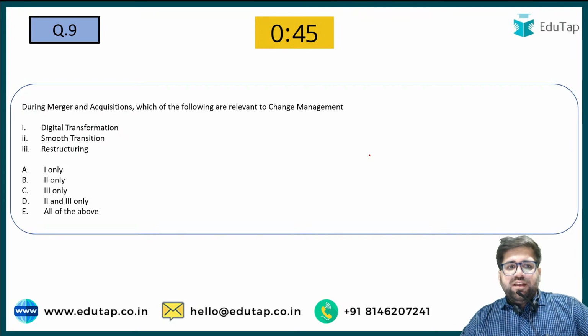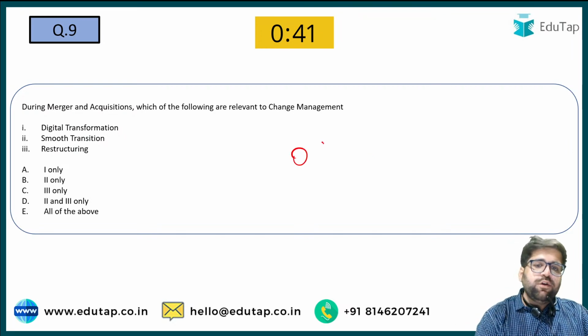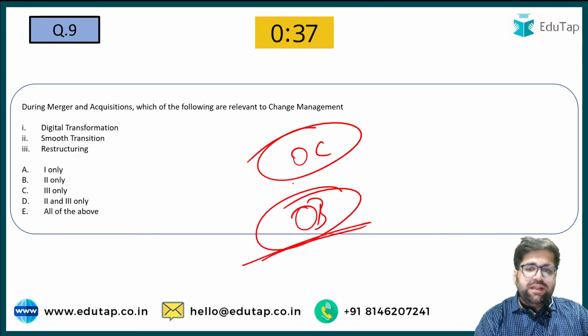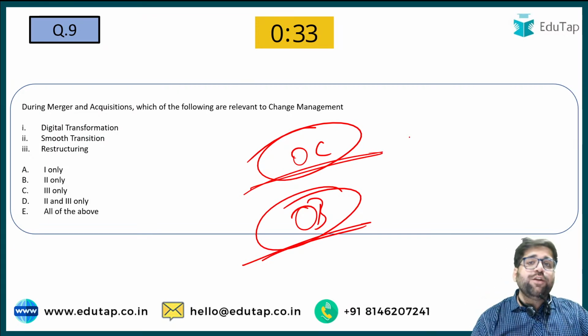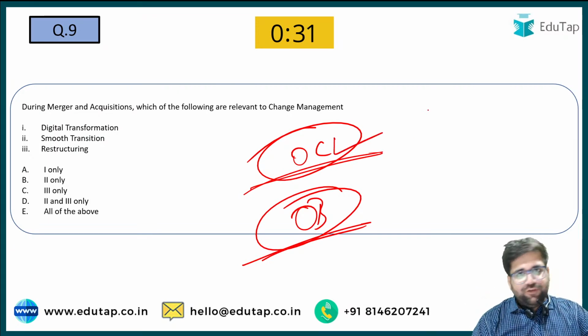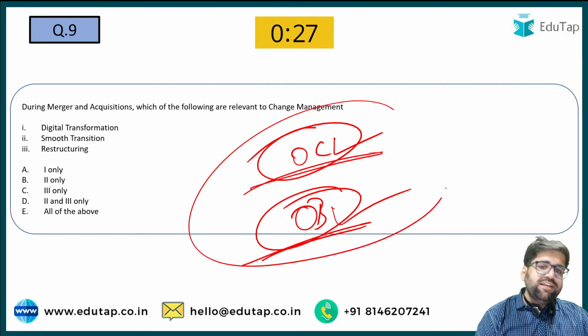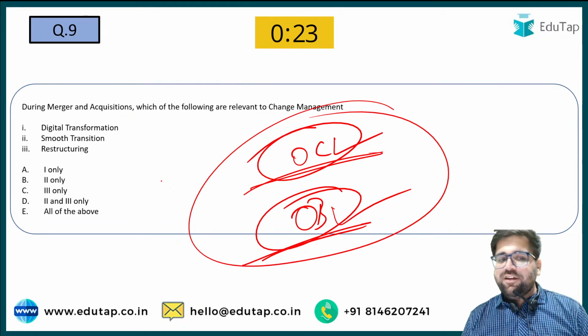During merger and acquisition, which of the following are relevant to change management? Now if you see OC, organizational change, and OB, organizational behavior, these two are very, very good chapters to read. In this particular year as well, there is a question from OC and also a question from OB. So if you are ignoring these two chapters, saying that these are nullified chapters, then you are making a big mistake.